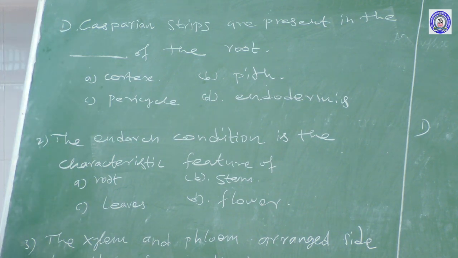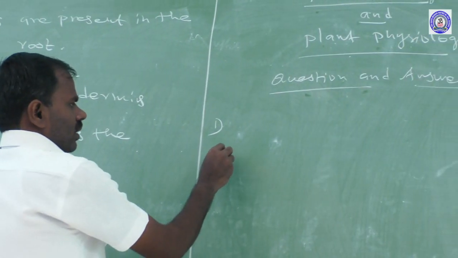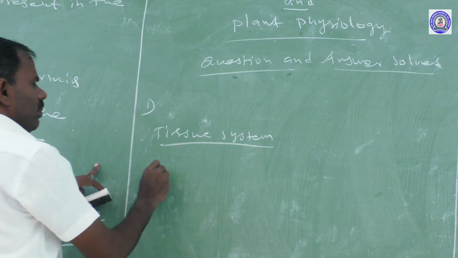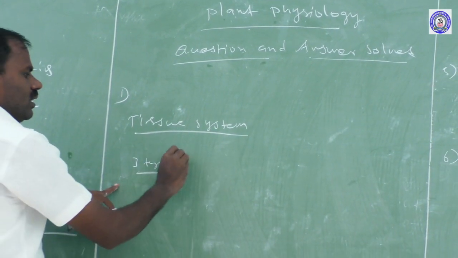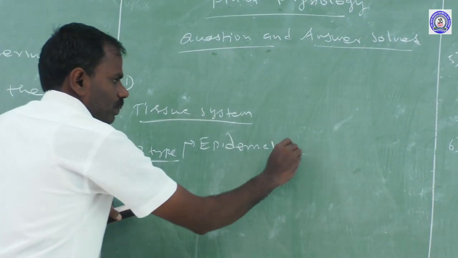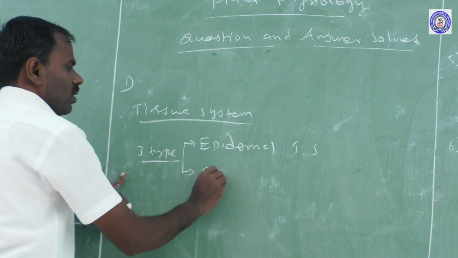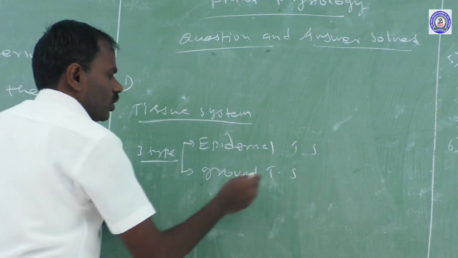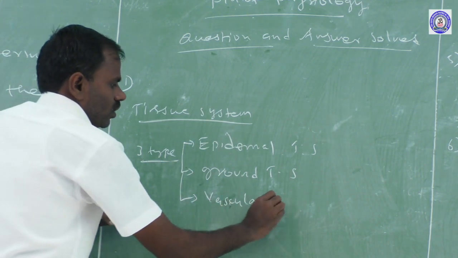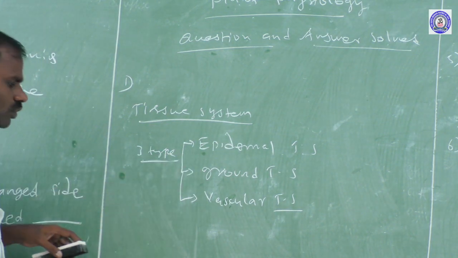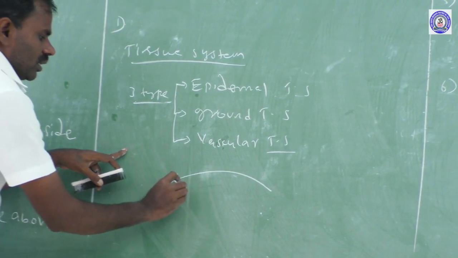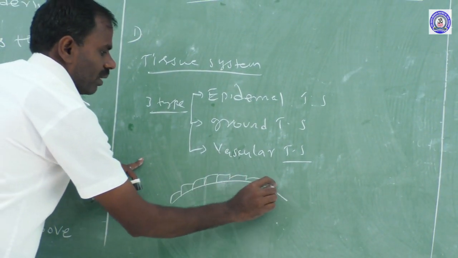The Casparian strips are found in the root system, in the tissue system. It may be of three types. The first one is the epidermal tissue system, the second one is the ground tissue system, and the third one is the vascular tissue system. In the root system, the epidermal tissue system is formed only from the upper epidermis.